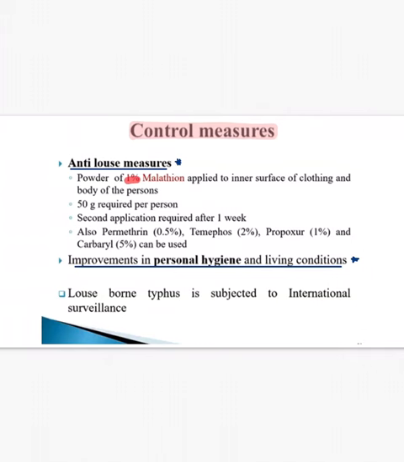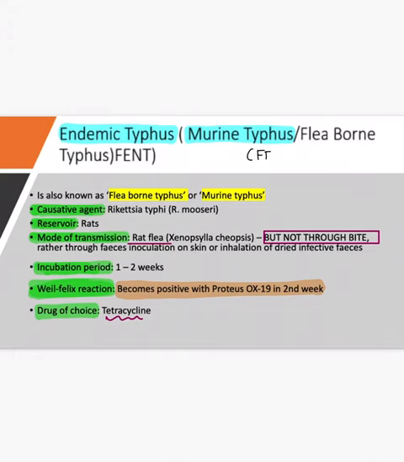Now coming on to endemic typhus, that is flea, also Men, that is murine typhus. This endemic typhus, or flea-borne typhus, or murine typhus, is caused by Rickettsia typhi. Why? Because Men wears a tie. That is typhi, also known as Rickettsia mooseri. The reservoir is the rat here. Mode of transmission is by the rat flea, Xenopsylla cheopis, but not through bite. The Weil-Felix reaction becomes positive; I have talked about Weil-Felix. And the drug of choice, again a typhus group, is tetracycline.